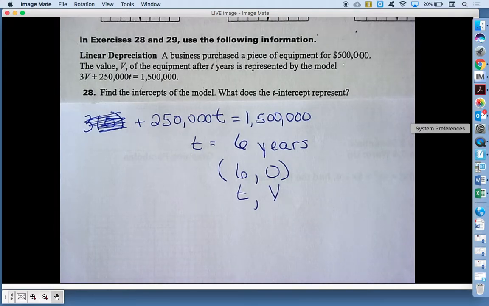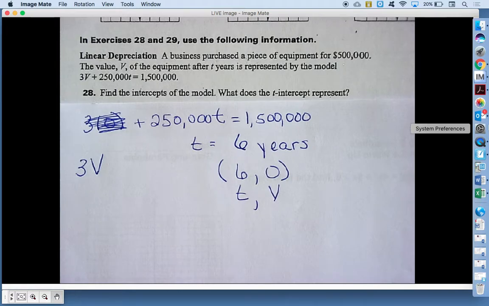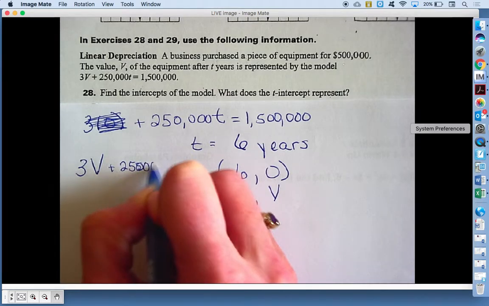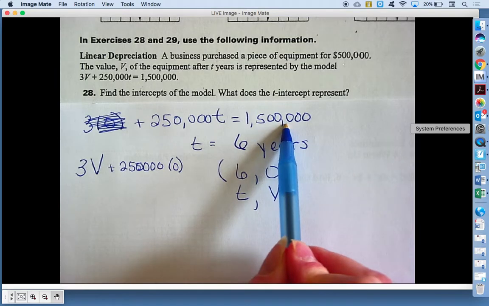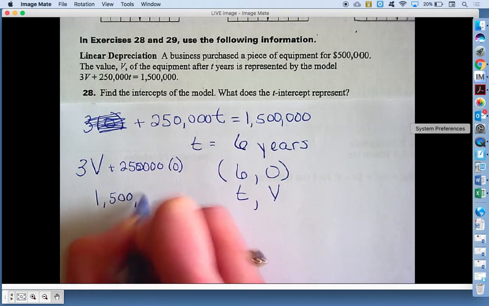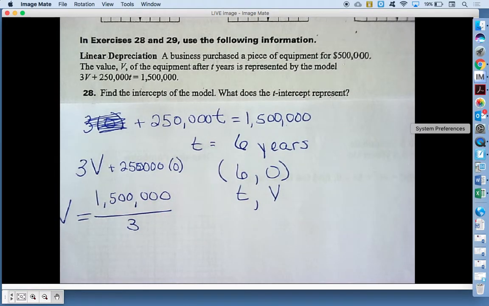I would find the other intercept by pretty much doing the same thing because it did ask you to find both, not just one. So find the intercepts. If I'm finding the other one, I'd plug in a 0, put it equal to that 1.5 million. So really we're taking 1.5 million, dividing it by 3 to find the value.